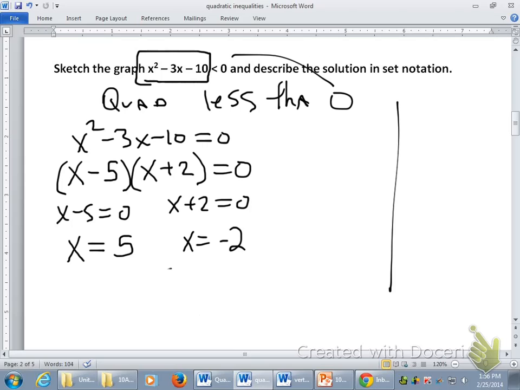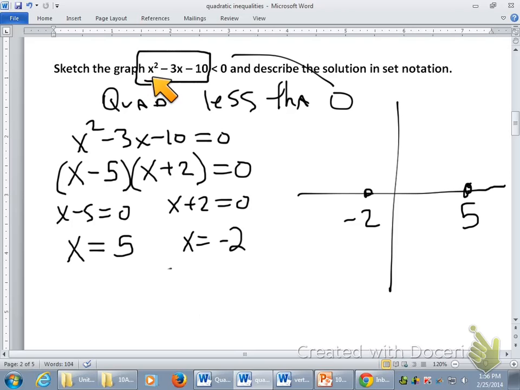So, sketch a graph. I just need a sketch. I don't need it to be pretty. Here is one root at 5. Here is one root at negative 2. I know that I have a parabola, a quadratic, that will cross the x-axis here at negative 2 and here at 5. Does this quadratic open up or down?